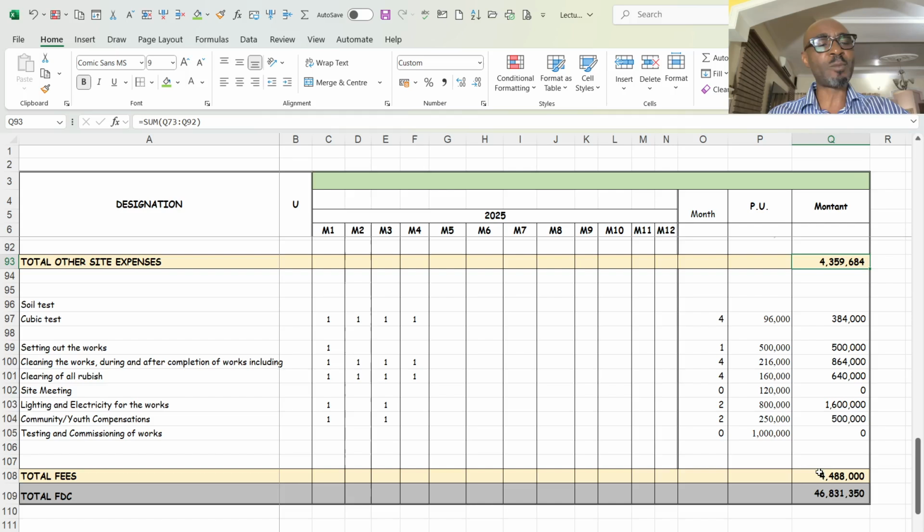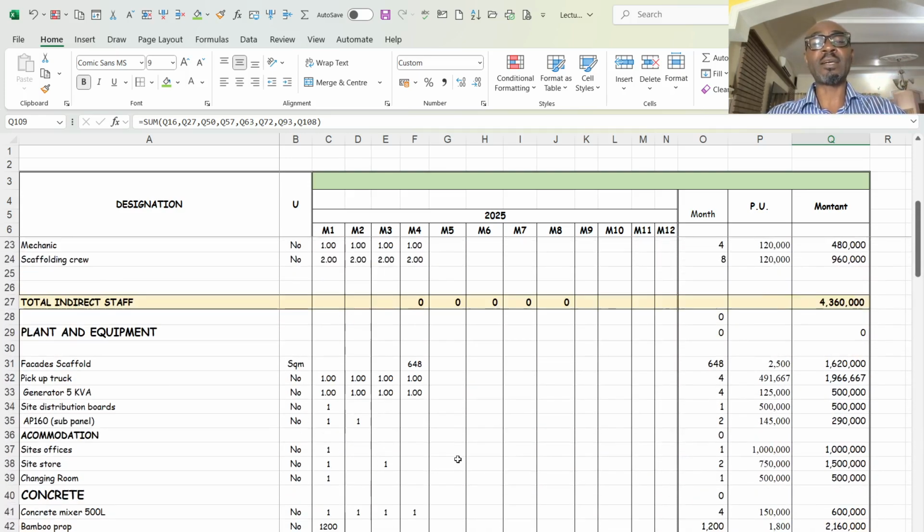All these are also part of other expenses, clearing of rubbish from site, then cleaning of work during and after completion of work, community engagement, so youth compensation and all of that. So the total amount came to the 46 million that I showed us earlier on.